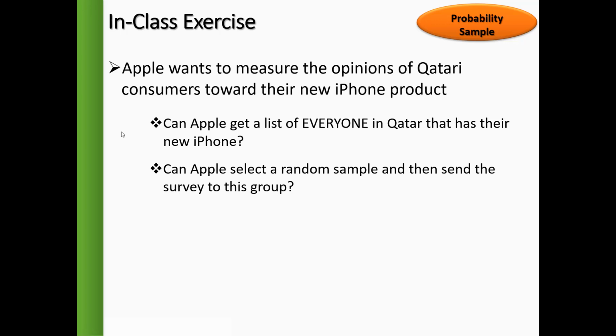So more than likely, Apple is going to select a convenient sample of the people they do have and then randomly select within that sample. So it's still not a simple random sample. It's a convenient sample where they might randomly select some people. So there's a difference. And the difference is, do they know absolutely everyone in the population?